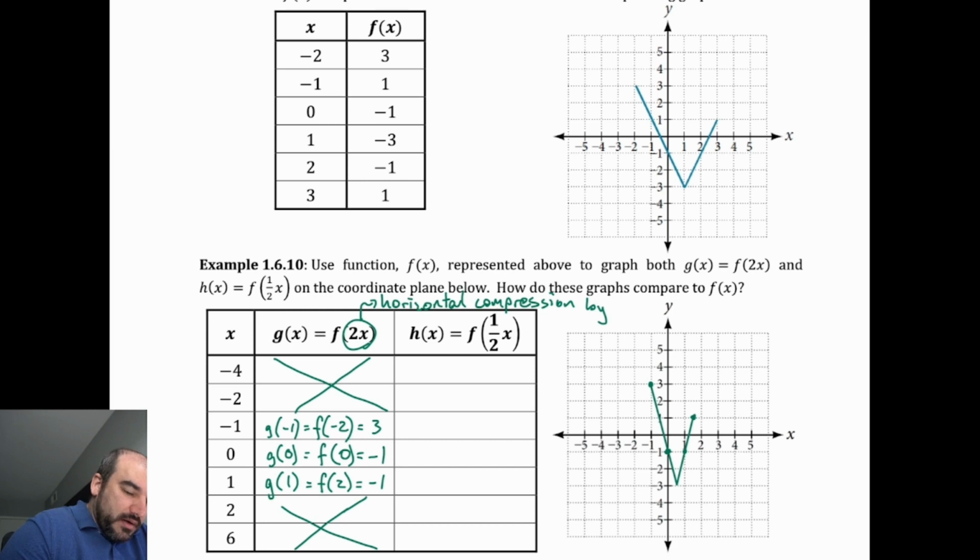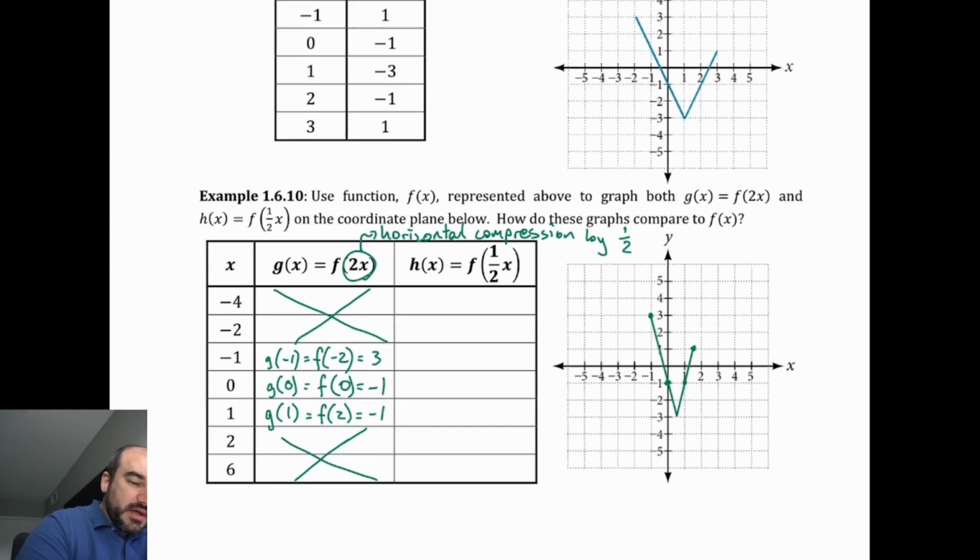It's a horizontal compression by 1/2. I know we're multiplying the x values by 2, but horizontal stretches and compressions kind of act in an opposite way, where if you multiply by 2, it's a compression by 1/2. And we'll see that when we multiply by 1/2, it's going to flip and do the opposite of what we expect it to do. It's going to be a horizontal stretch by 2. So let's do that one real quick.